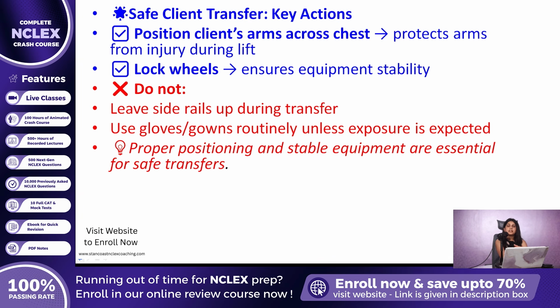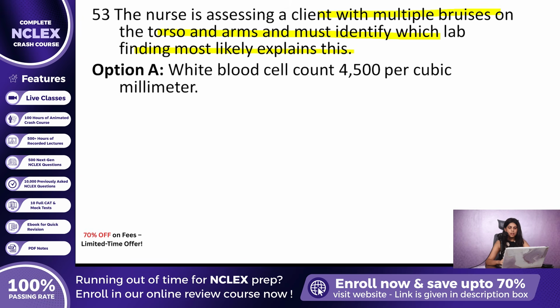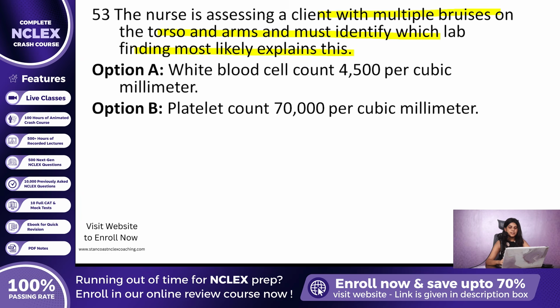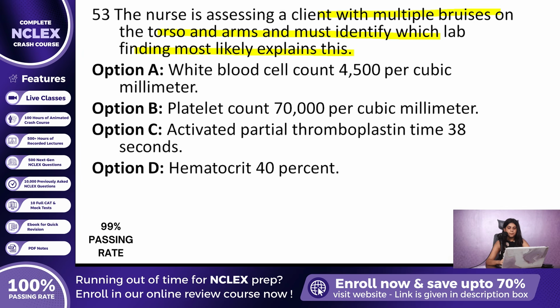Question 53. Let us now review hematologic assessment. The nurse is assessing a client with multiple bruises on the torso and arms and must identify which lab finding most likely explains this. The options are Option A, white blood cell count 4,500 per cubic millimeter. Option B, platelet count 70,000 per cubic millimeter. Option C, activated partial thromboplastin time 38 seconds. Option D, hematocrit 40%. The correct answer is Option B, platelet count 70,000 per cubic millimeter.